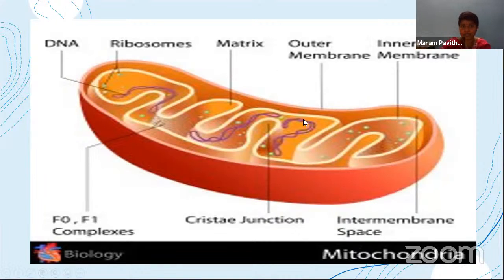What are the main parts present in mitochondria? This is the outer membrane and this is the inner membrane. The outer membrane is smooth. There are no foldings over it, but the inner membrane has many foldings inside it. These foldings are called cristae. The liquid present inside the mitochondria is called matrix.